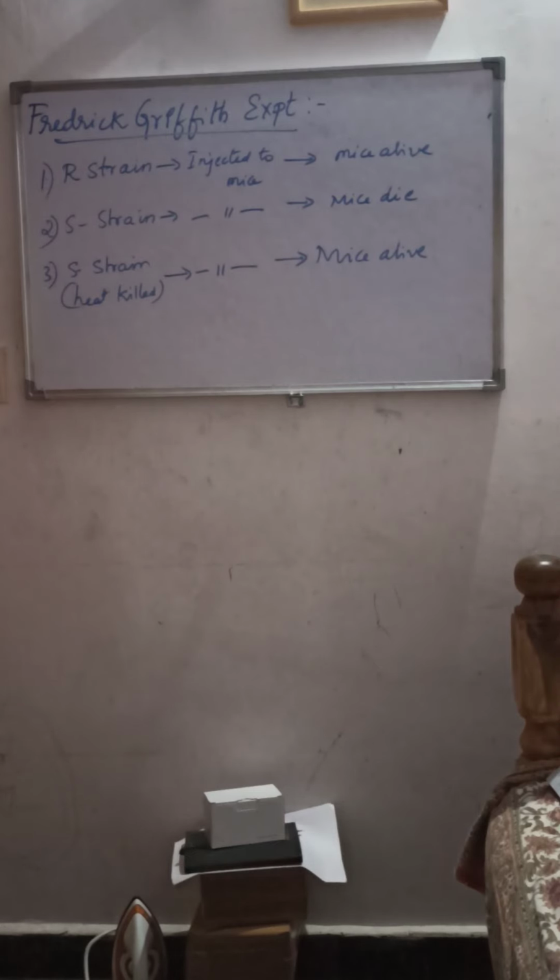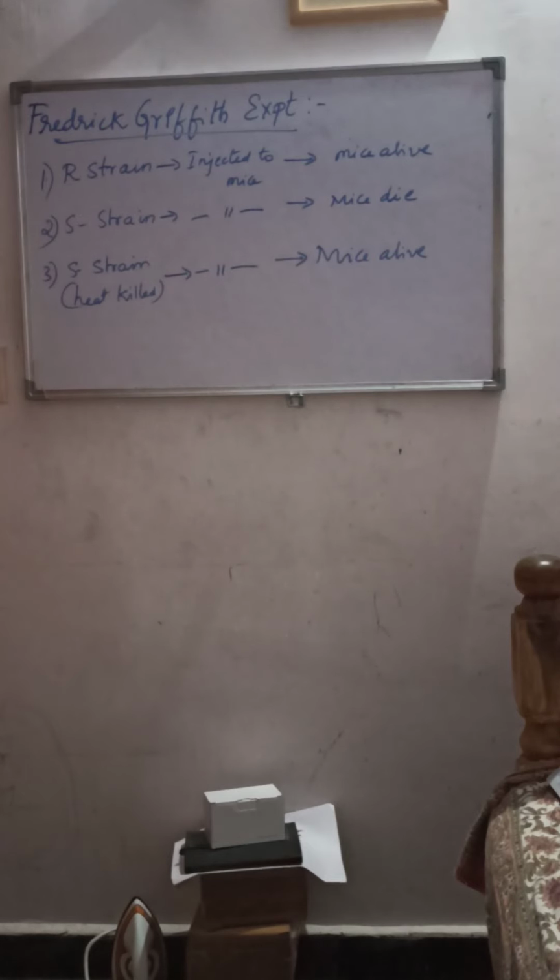Frederick Griffith carried out a series of experiments in bacteria. As I said, he wanted to prove that DNA is the genetic material, or the transforming principle, which brings about changes. The bacterium he took to conduct this experiment was Streptococcus pneumoniae, which causes a serious disease called pneumonia. And that led to the discovery of bacterial transformation.